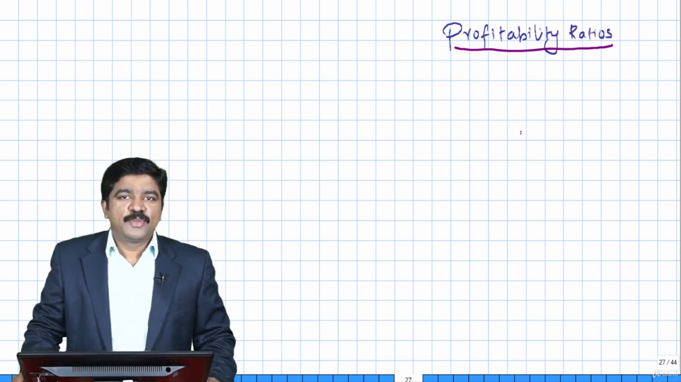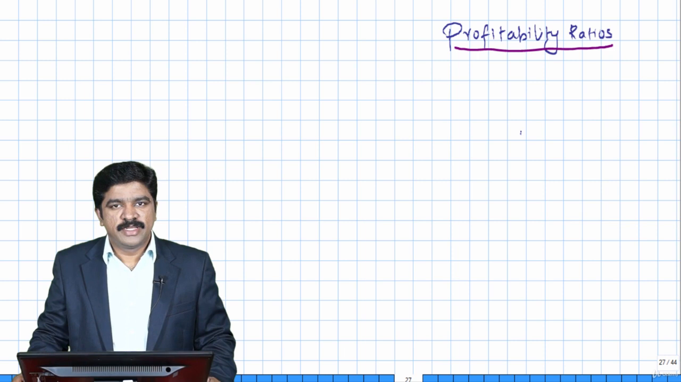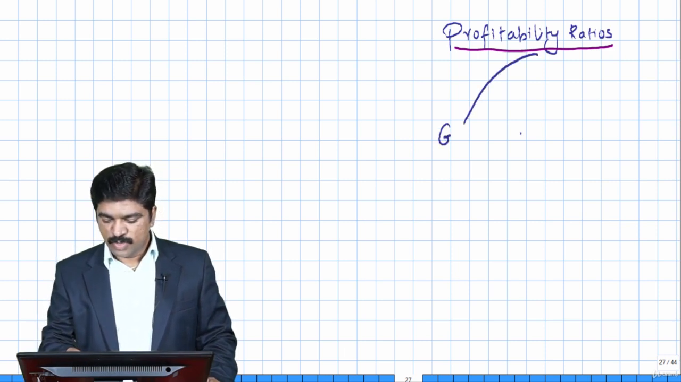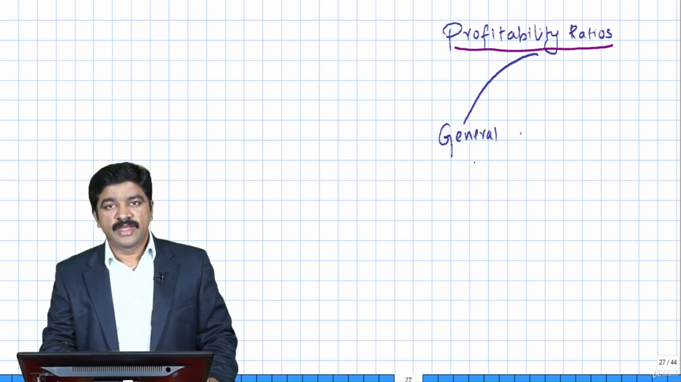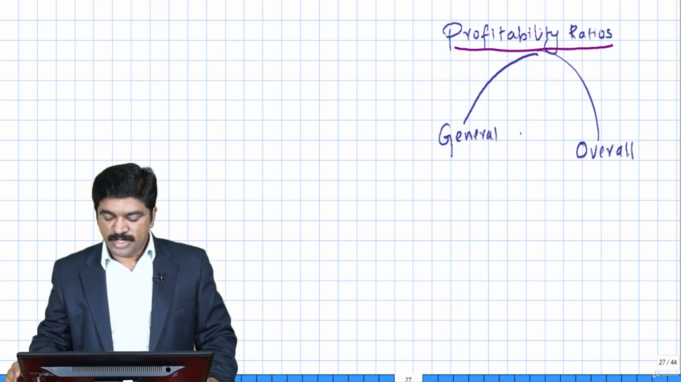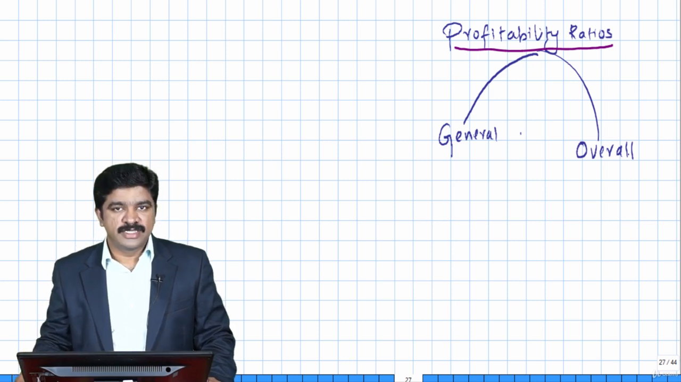Let's move on to the profitability ratios. As said, profitability ratios can be divided into two categories. One will have what is known as general profitability ratios. Then we can have the overall profitability ratios. What we'll do in general profitability ratios is we will compare various profits with sales.